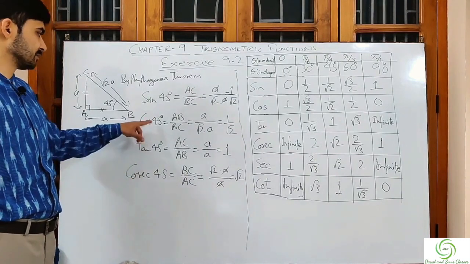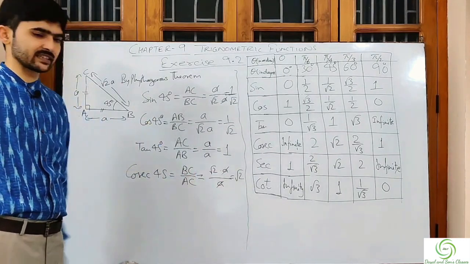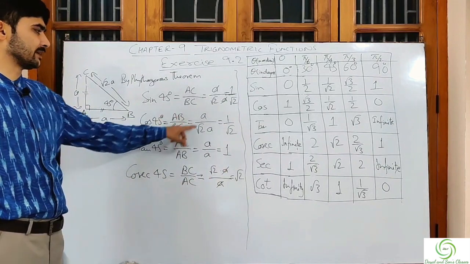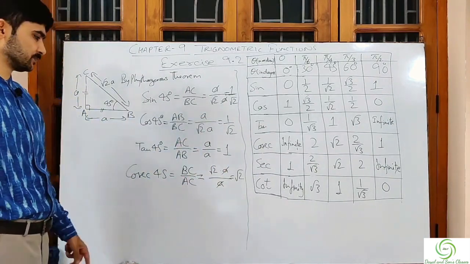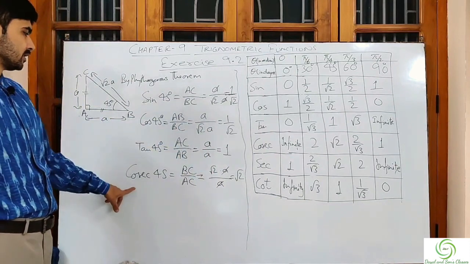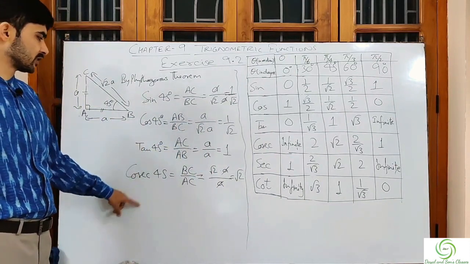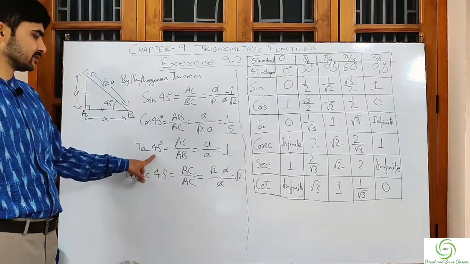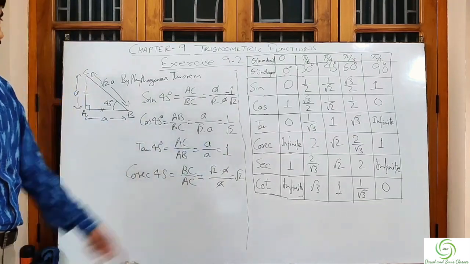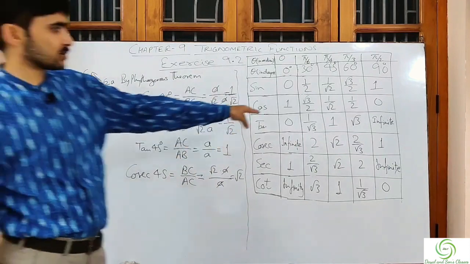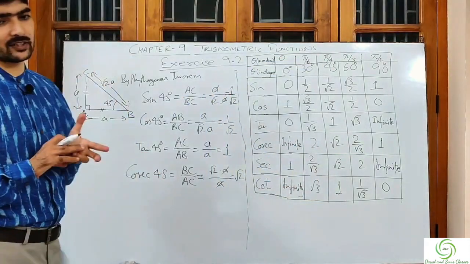Right? Similarly for cos 45, it will again come root 2. BC upon AB, root 2A will go up, A will come down, A gets cancelled, we are left with root 2. Same equation will be left. And cot 45 will be equal to 1 upon tan 45, or you can say AB upon AC, again A upon A, that will give me 1. So in this way, all the values for 45 degrees are verified now.